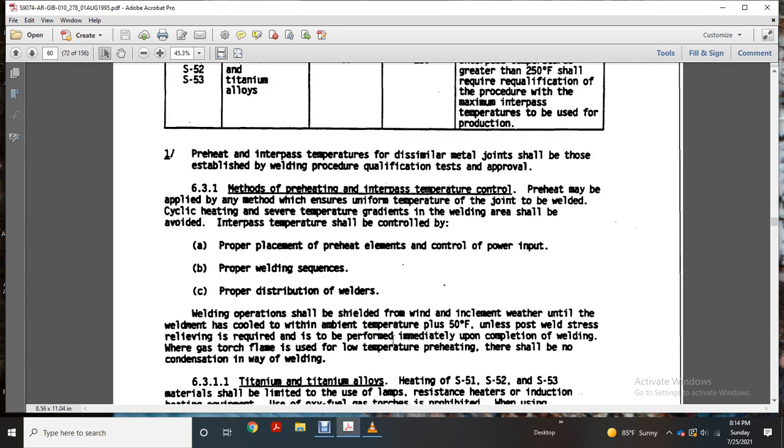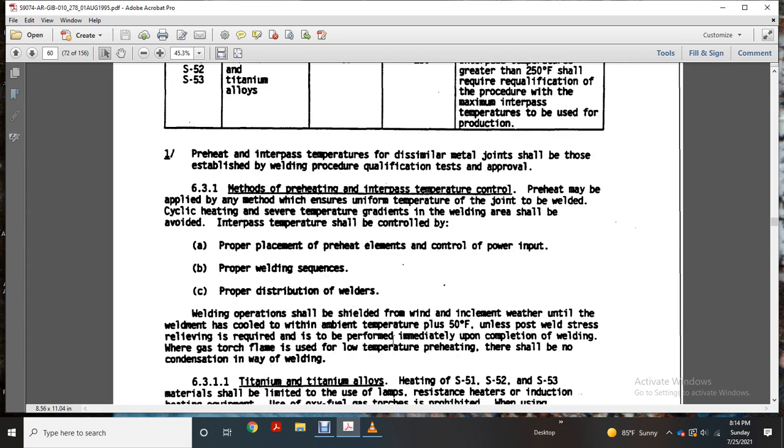Alright, 631. Method of preheating and interpass temperature control. Preheat may be applied with a method to ensure the uniform temperature of the joint to be welded. Cycling heat and air temperature gradients of the welded area shall be avoided. Interpass temperature shall be controlled by the proper plate for the preheat elements control of the power unit. Proper welding seeks the proper distribution of the weld.